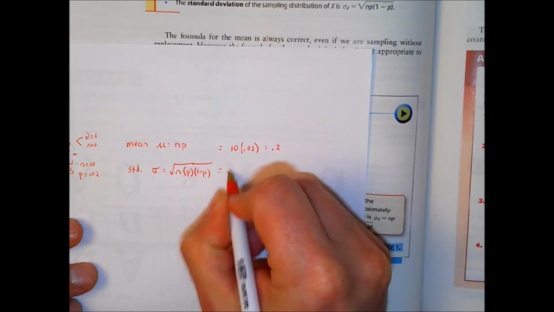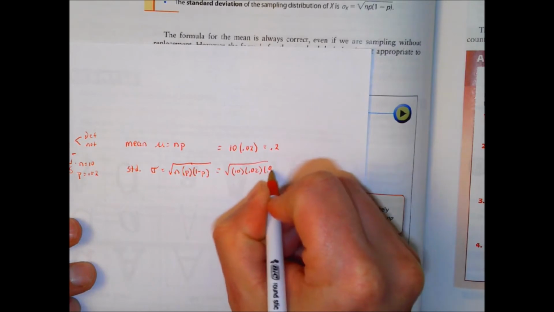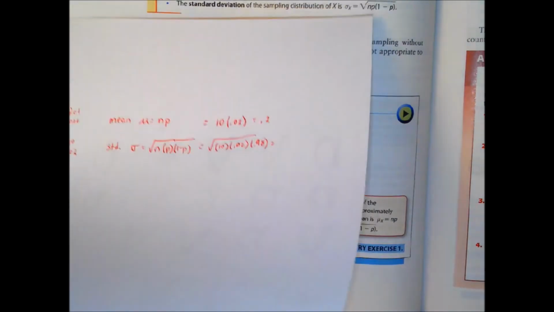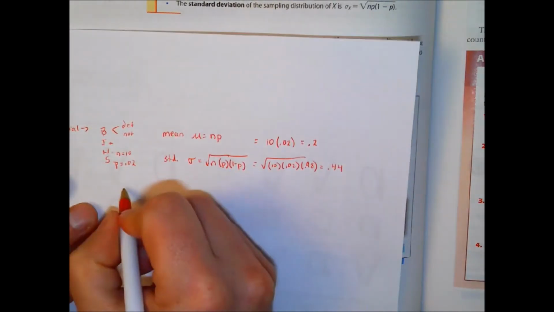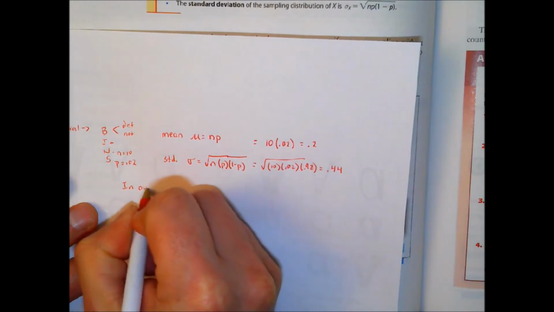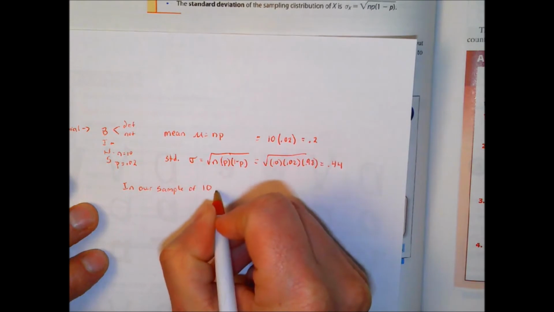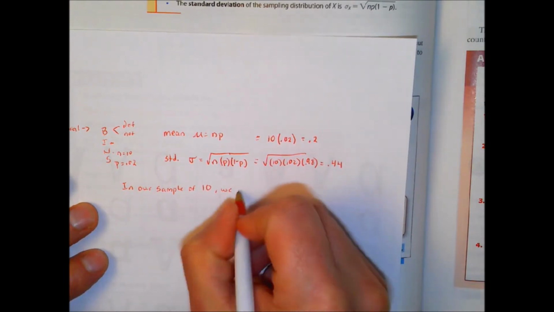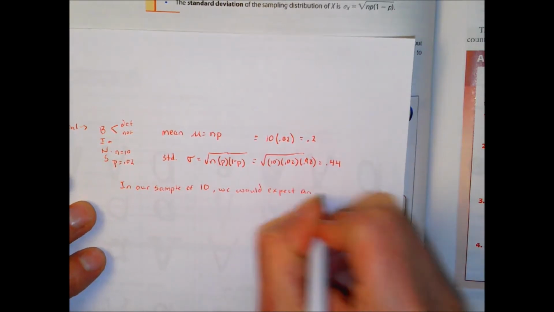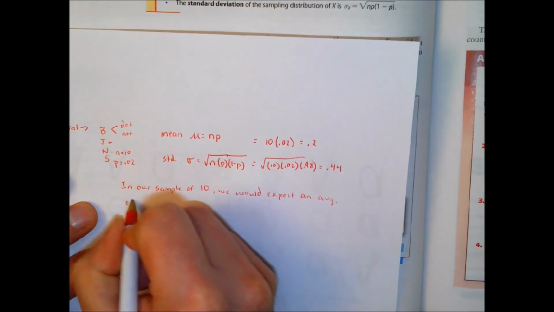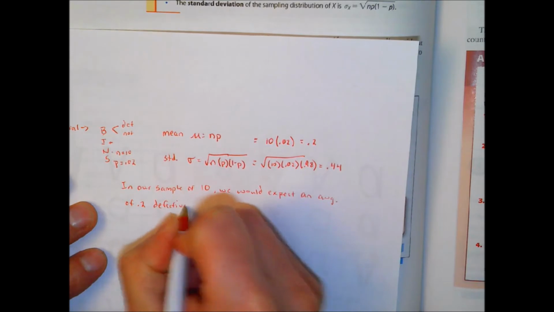And our standard deviation would be the square root of 10 times 0.02 times 0.98. And that comes up to be 0.44. So we would say in our interpretation, in our sample of 10 flash drives, we would expect an average of 0.2 defective drives.